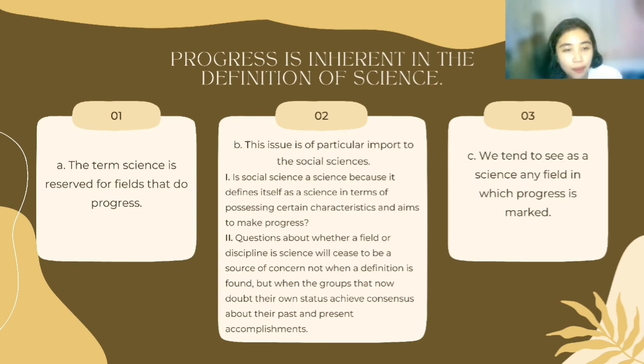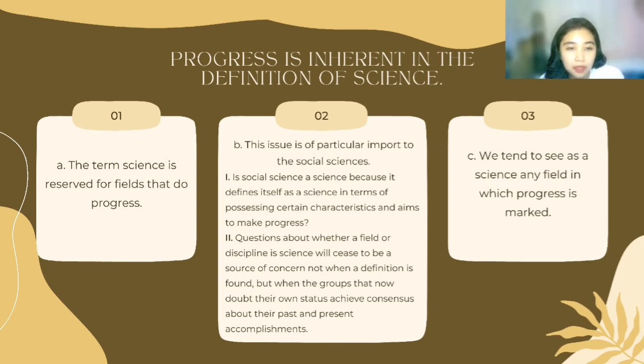Questions about whether a field or discipline is a science will cease to be a source of concern, not when a definition is found, but when the groups that now doubt their own status achieve consensus about their past and present accomplishment. We tend to see as a science any field in which progress is marked. Progress occurs under a particular paradigm. Indeed, most people tend to see as science any field in which progress is marked.